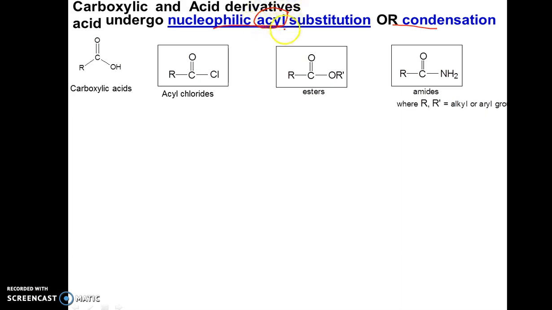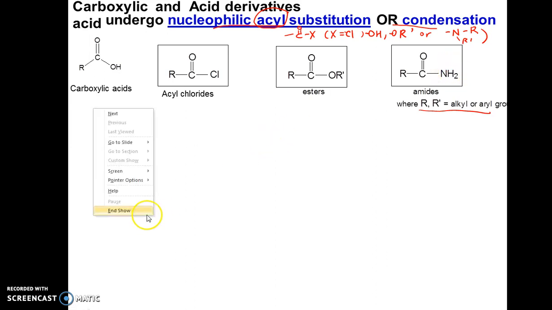I just want to stress that the word acyl is referring to anything with C double bond O X, where X is Cl, OH, OR, or N. I want to stress that N is not always NH2, but it could be NR prime. So this is what it means. In fact, this one may not be NH2. I'm going to erase this.